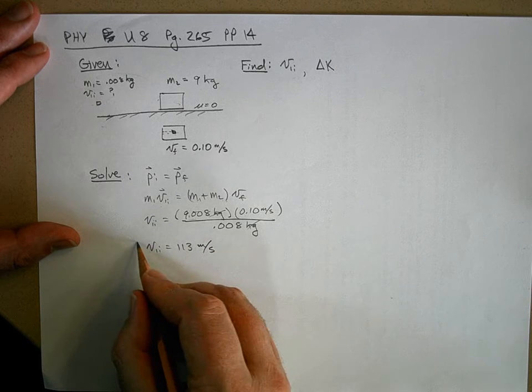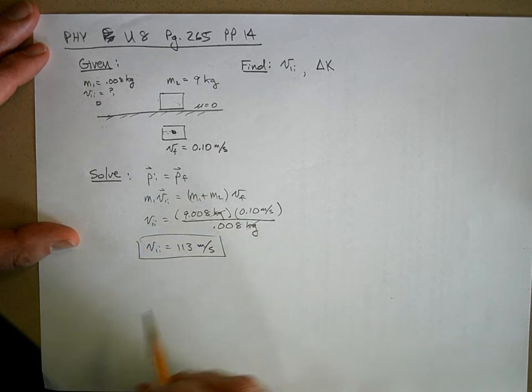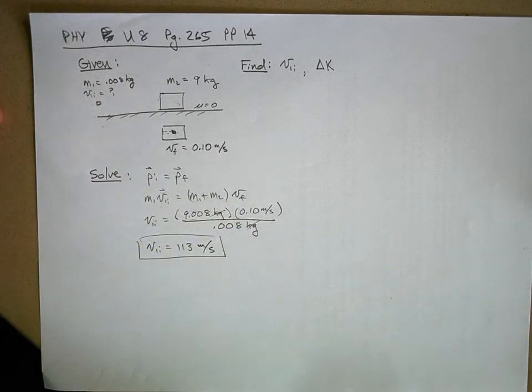Meters per second. That makes sense. The bullet's got to move pretty fast. Okay, so that's the answer. And let me check the book here. Make sure I did it right. Yeah, that's what the book got, so it must be right.